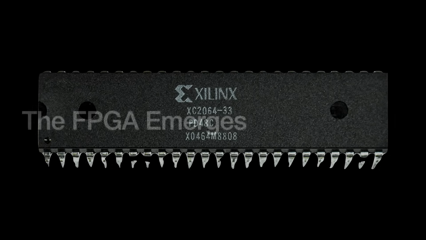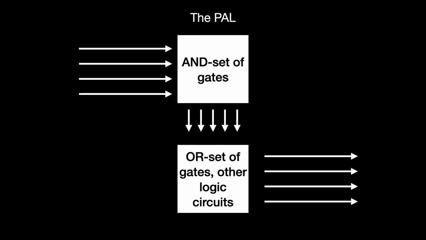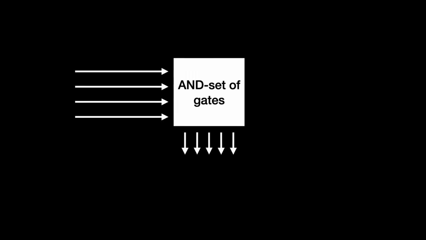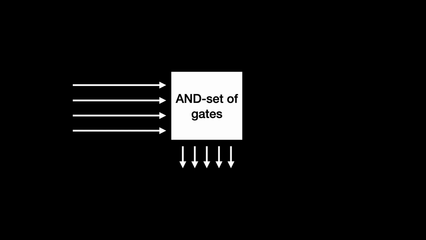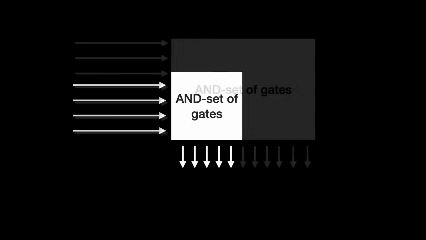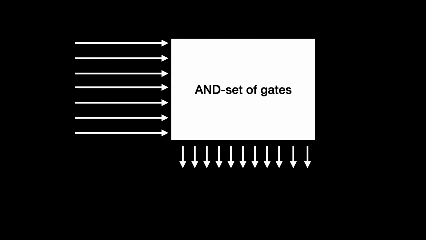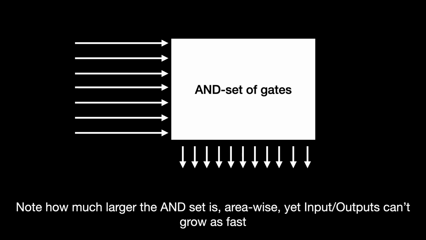So if we go back to the PAL, there is a set of AND gates and a set of OR gates, plus a macro cell of other circuits like the aforementioned flip-flop. The AND gates are where the chip's field programmability comes from. So as I said earlier, the core problem with the PAL's architecture was that if the AND set of gates got bigger, then it got slower. That is because the number of transistors inside the set are growing much faster than the number of inputs and outputs on the sides of the AND set. These inputs and outputs cannot grow as fast.